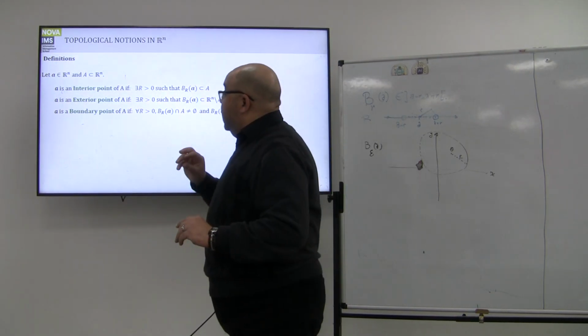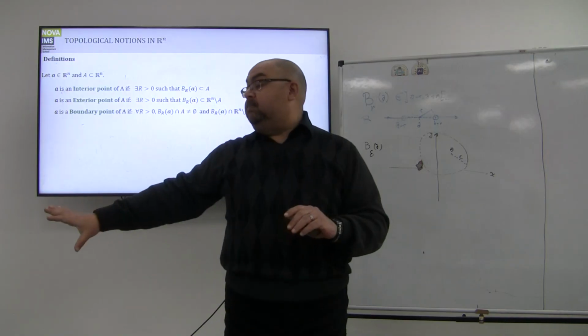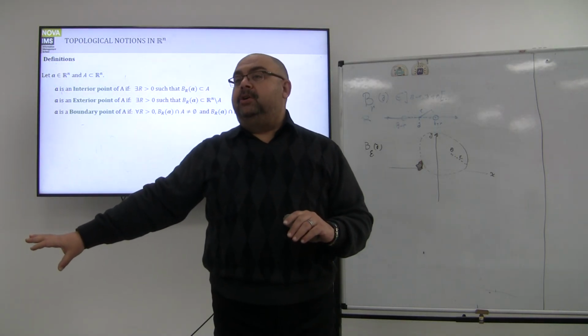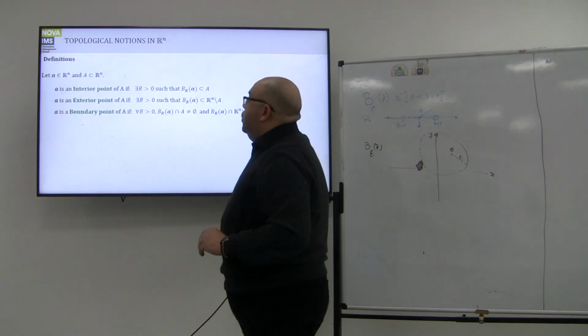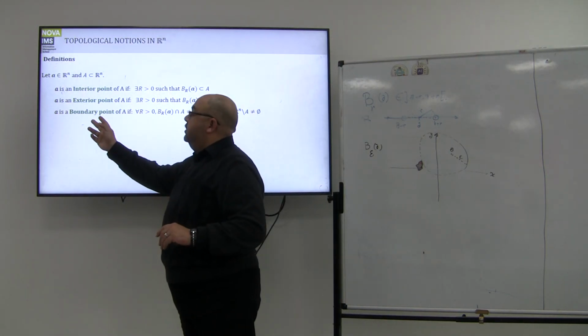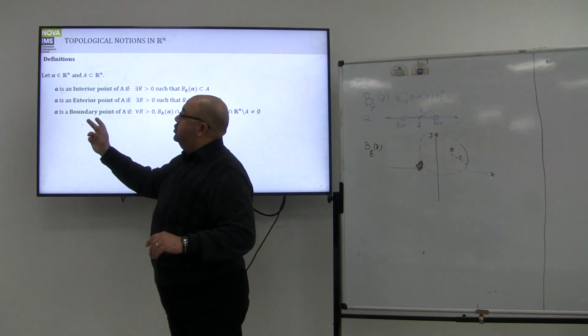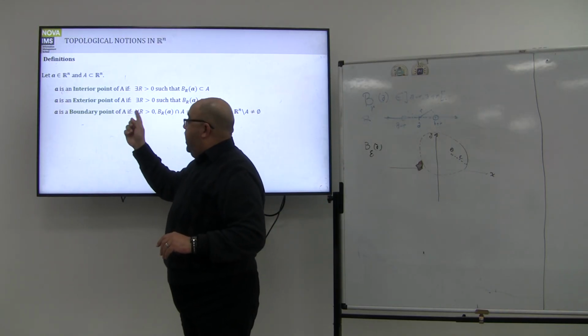So, if it says exterior point, it doesn't belong to A. It will belong to the whole universe, but without A. Okay, what's a boundary point? The boundary point A is called a boundary point of the set A.